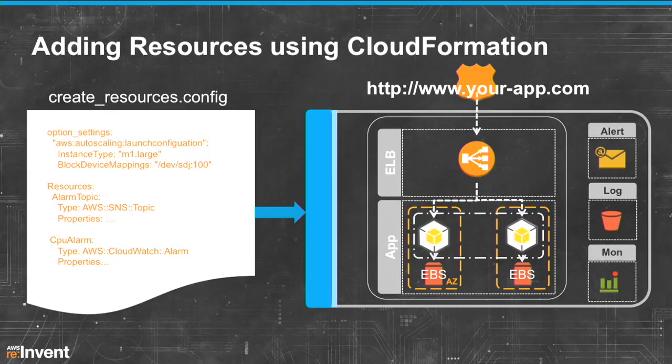So if I want to add an alarm, I need an SNS topic and I need an alarm, I can add those resources into the config file. When you create that environment then, it'll take those option settings, apply those to the environment, and it'll add the additional resources into your Elastic Beanstalk environment.